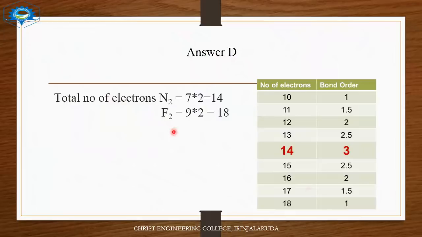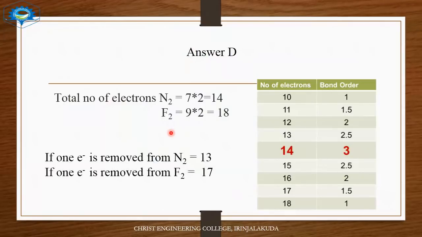Then what will happen? Our question is what will happen when one electron is removed from both N2 and F2. If one electron is removed from N2, its total number of electrons becomes 13. If one electron is removed from F2, its total number of electrons becomes 17. So what will happen to its bond order? If total number of electrons is 13, then what will happen to its bond order? Bond order decreases by 0.5. That is 3 changes into 2.5, decrease by 0.5.